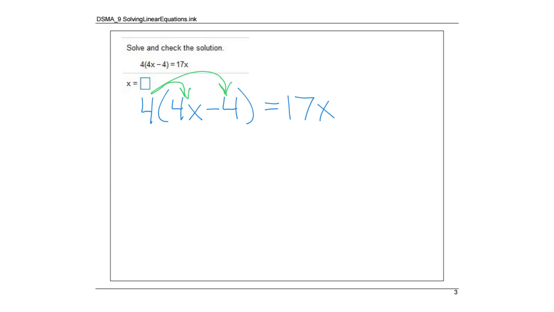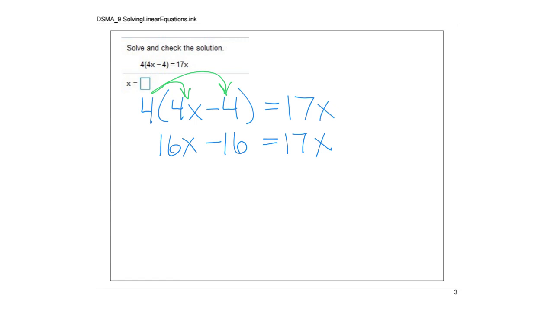So for the first one, we're going to take 4 times 4x, so that gives us 16x, and then 4 times negative 4 is negative 16, and that's equal to 17x. Now that we've taken care of the parentheses, which you can drop once you multiply, now we need to make sure that we can't clean up at all, but we can't. On the left-hand side, we have a variable and a number. On the right-hand side, we have a variable.